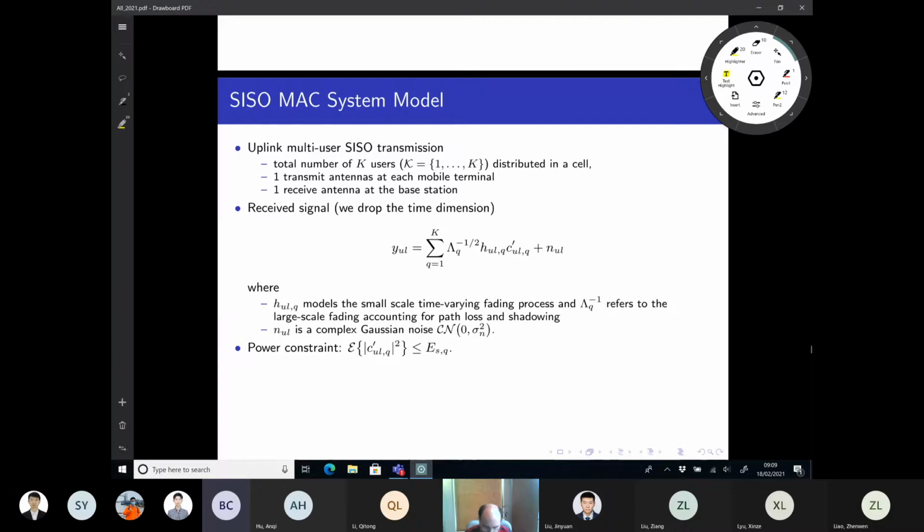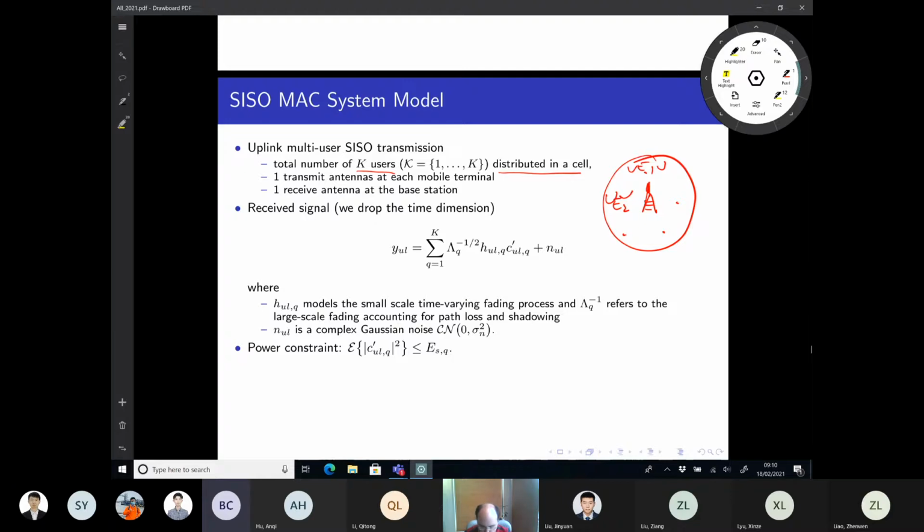Good, so what do we have here? In general, I have K users, maybe not only 2, that are distributed in a cell. So I can have a cell like this, and I may have multiple users, UE1 all the way to UEK and so on. Then I have here a base station, and each user has one antenna. So one transmit antenna per user and one receive antenna at the base station.